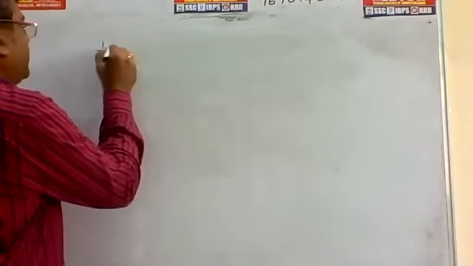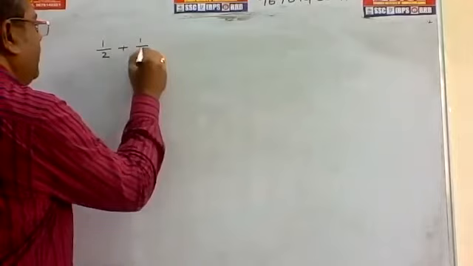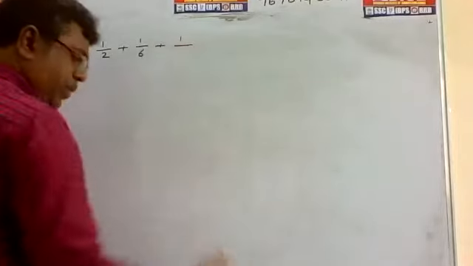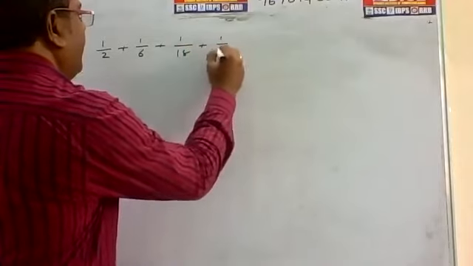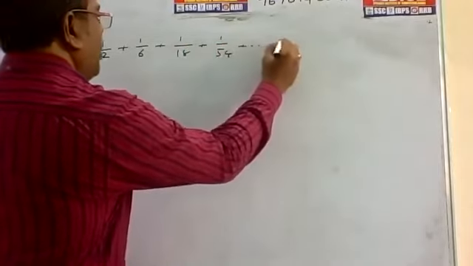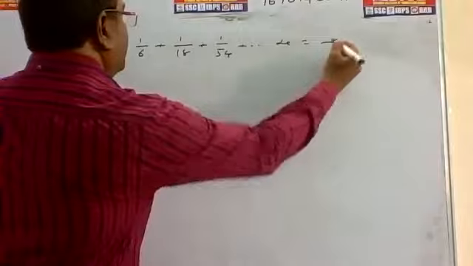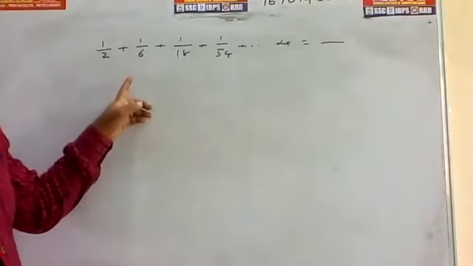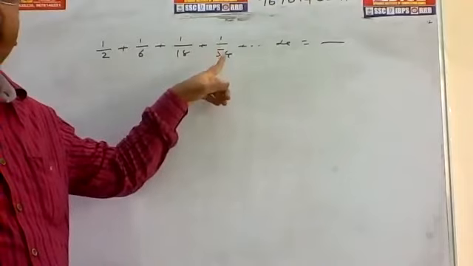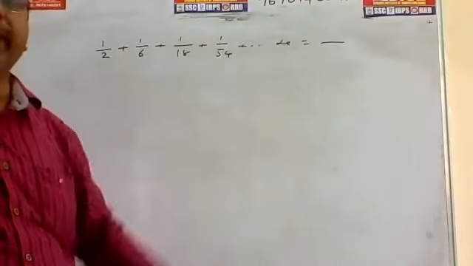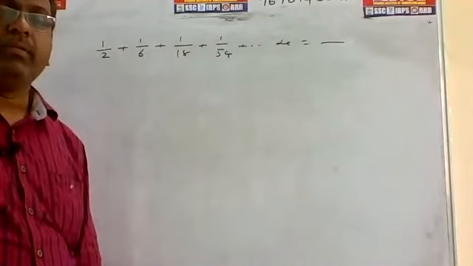1 by 2 plus 1 by 6 plus 1 by 18 plus 1 by 54 and so on to infinity is equal to dash. Same model.